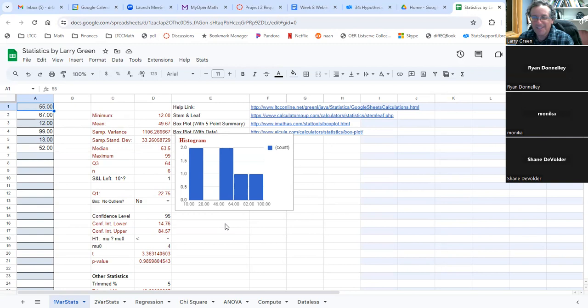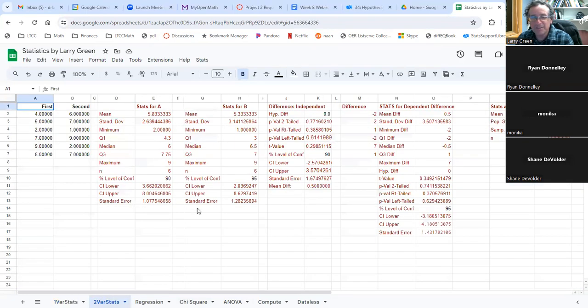Let's see, I'll jump it in. Yeah. We're not doing one variable stats. We don't have one variable. We're comparing two variables, so we're going to two variable stats. By the way, regression, chi-squared, ANOVA, those are the next things that come weeks after. Don't even think about using those in your project. I will zap you point-wise. So you need to use this two variable stats.